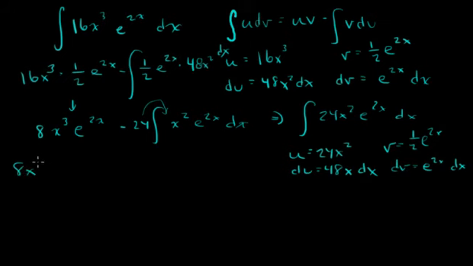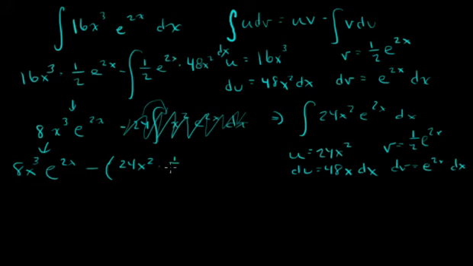So I'm just gonna rewrite everything now. This is just that term right there, minus this term. So uv minus the integral of v du: 24x squared times 1/2 e to the 2x minus the integral. Oh my gosh, I'm gonna get tight on space again. v times du, so 1/2 e to the 2x, and then du is just 48x dx.